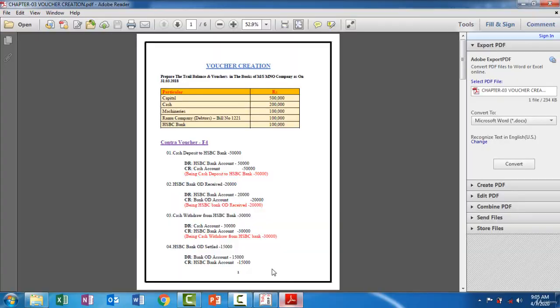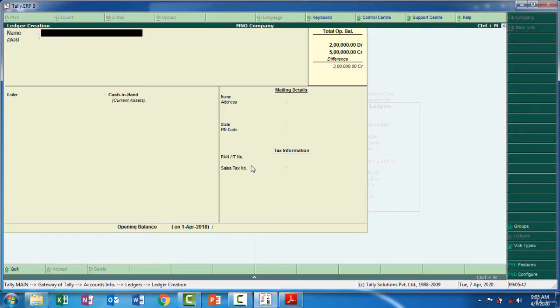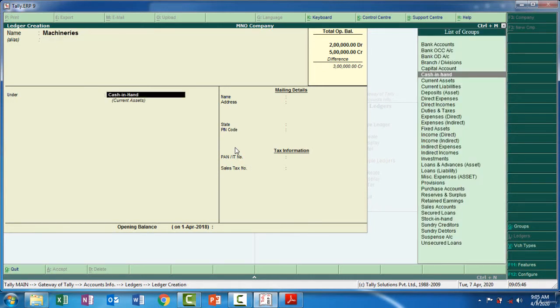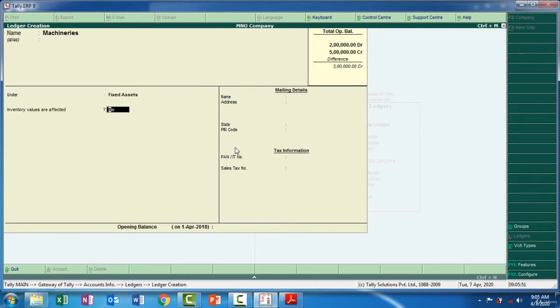Then the next one, machineries 100,000. So the machineries, 100,000. This is a fixed asset. How much? 100,000. So 100,000 debit.